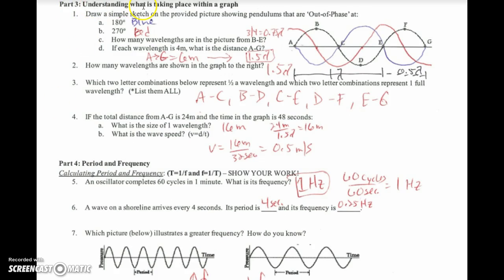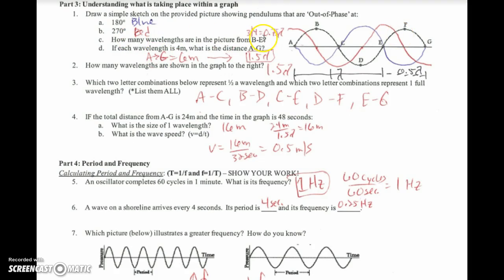Look here at part 3, understanding what's taking place within the graph. If you draw a sketch here, there was already one drawn. I asked you to draw 180 degrees out of phase. I drew that one in blue. It's at opposite locations from the example that's in the picture. And the 270 degrees out of phase I drew in red. That is just at a different location, a different phase than the drawing that's in black, labeled A, B, C, D, E, F, and G.